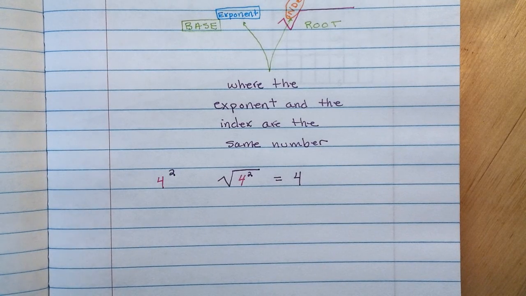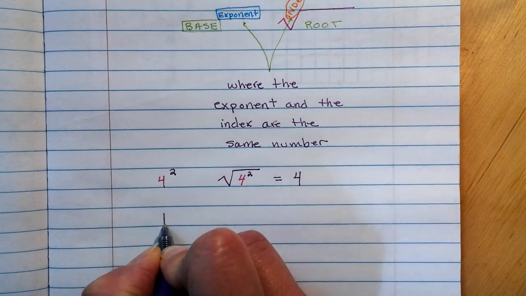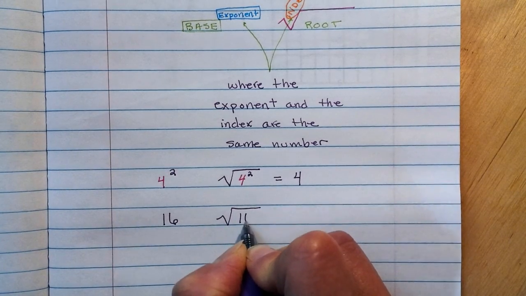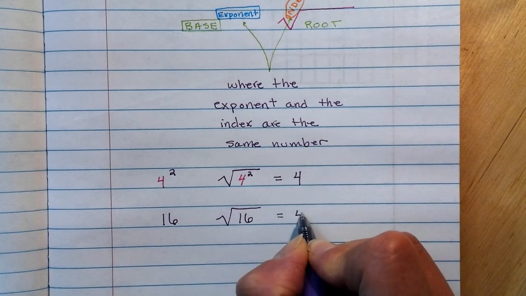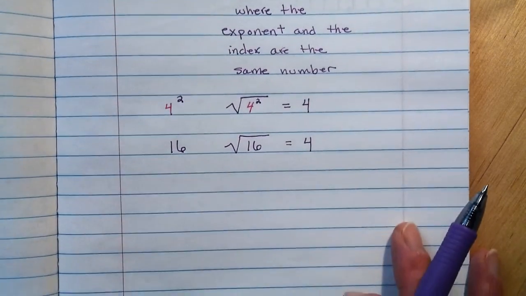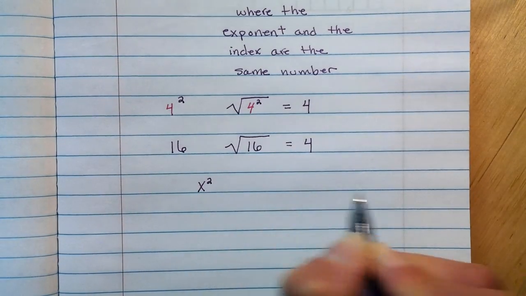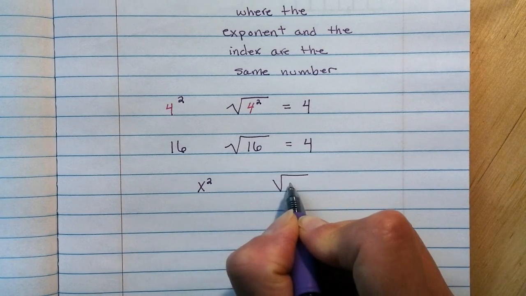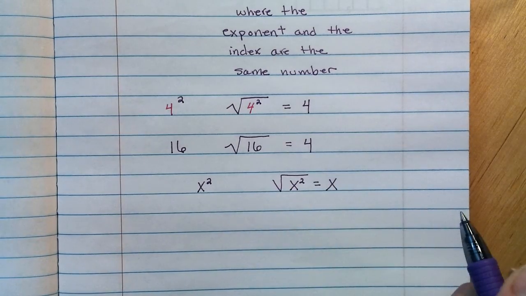Let me show you another example. If I were to take 4 squared, I get 16. If I were to take the square root of 16, that's the same as 4. So you can see they undo each other. So if I have a base called x squared and I want to undo the square, I would take the square root of x squared, and that would give me x.